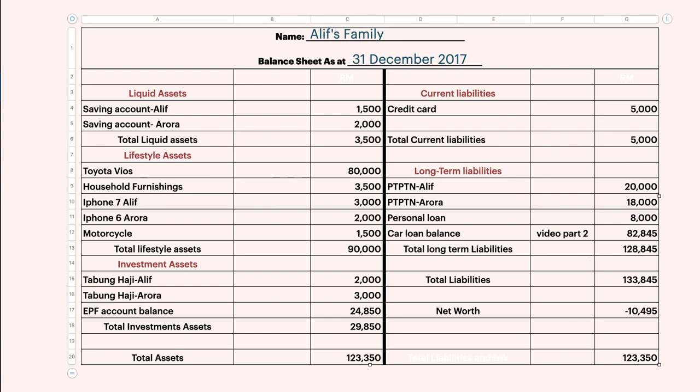Okay, this finishes the balance sheet as at 31st December. So I have already shown you step by step, and I hope you understand and can do it on your own. In a balance sheet, to summarize, we are focusing on these items. We want to find the net worth. Alright, so you can already get 15 marks for this question.